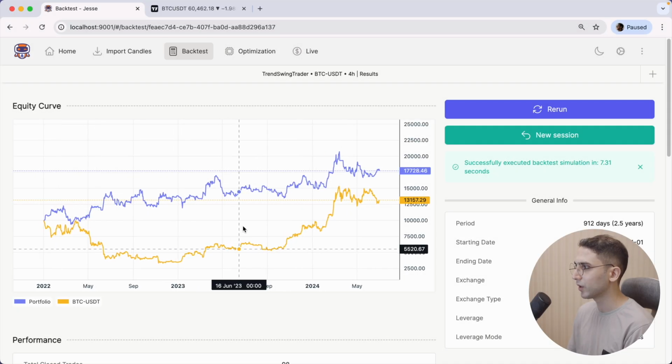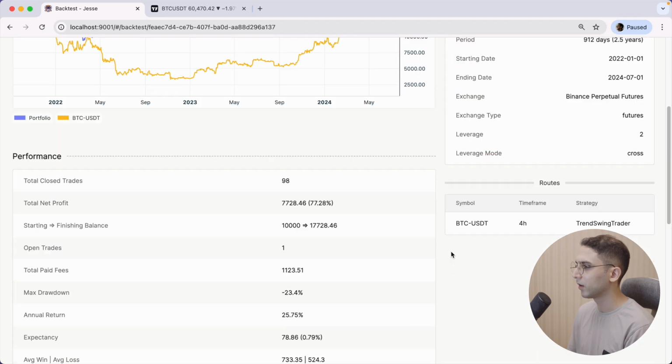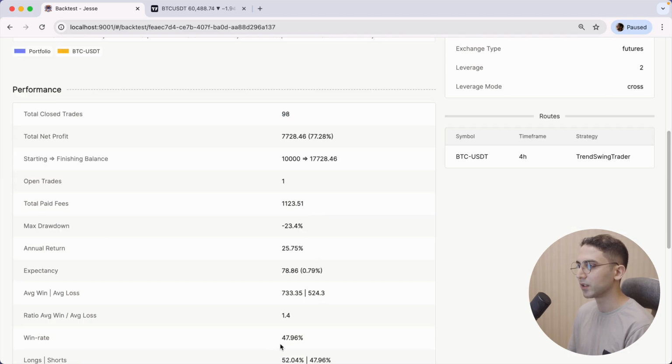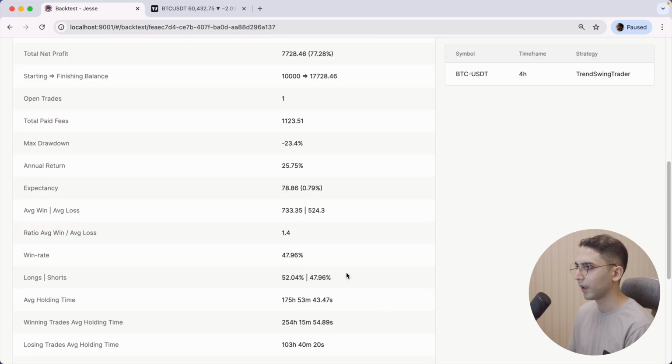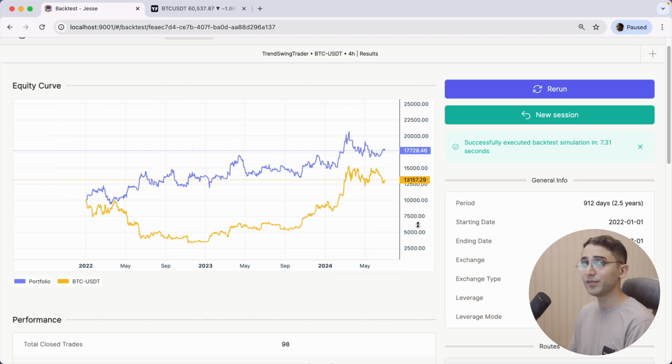All right, so it looks actually pretty okay, and we are beating the market. The max drawdown is minus 23%, and the profit is 77%. The win rate is 47%, and we have an average win to loss ratio of 1.4. Okay, so this looks okay, but I believe we can improve it.